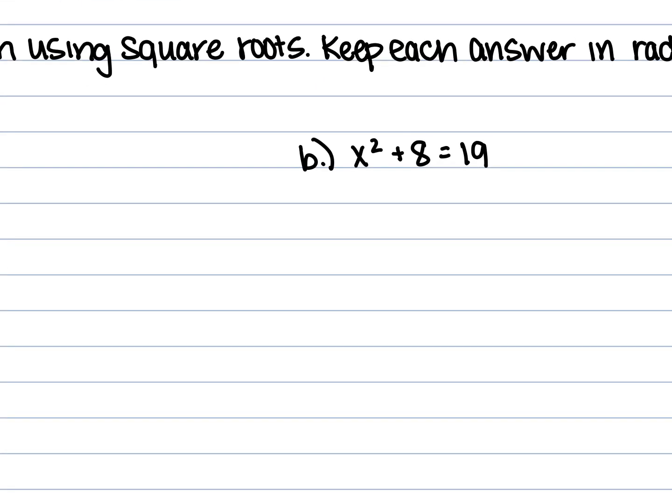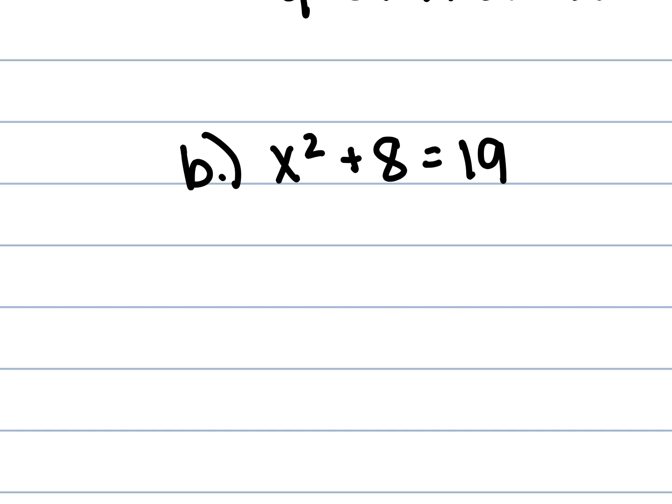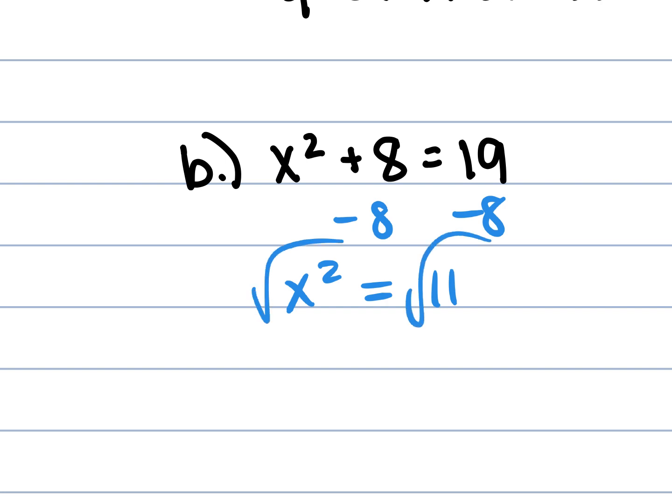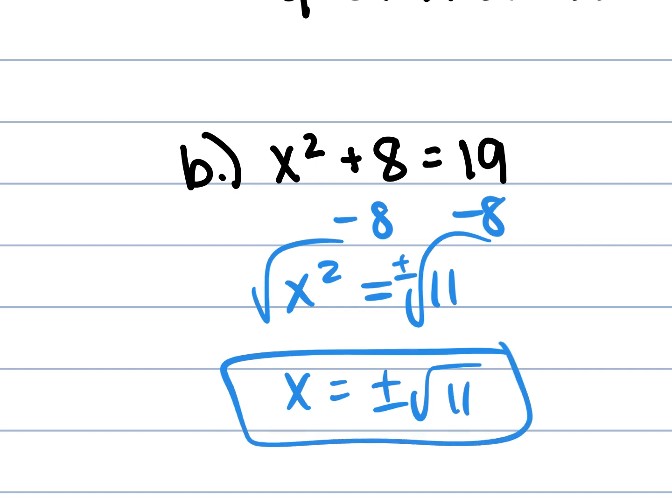Okay, letter B. What do I do in letter B? Minus 8, x squared equals 11. Is x squared isolated? What do I do from there? Take the square root. Make sure my square root has what? Plus or minus. So x equals plus or minus the square root of 11. Does that simplify? Does it break down? No. Are we done? Yeah.